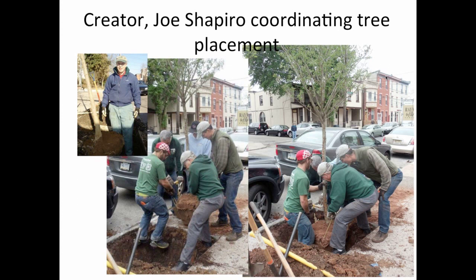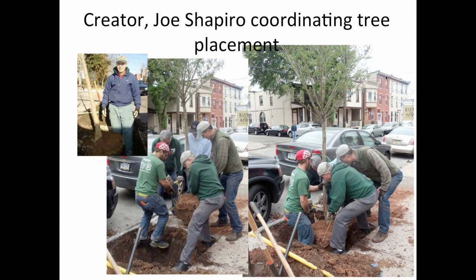Sometimes this happens where we put the tree in and we go, uh-oh, we're too deep. Sometimes it's hard to judge where the root flare at the top of the root ball is in relation to the curb and sidewalk. And so we now have the option of lifting the tree out of the pit and adjusting the depth of the pit. If we didn't have these root ball handles, it would have been a lot harder to get a tree out of the pit.